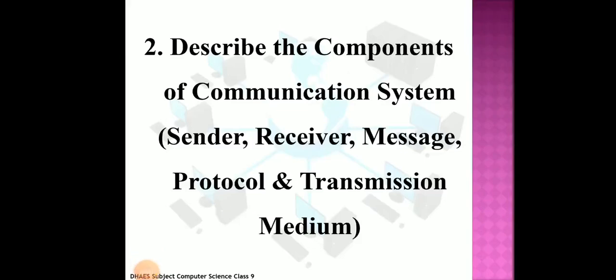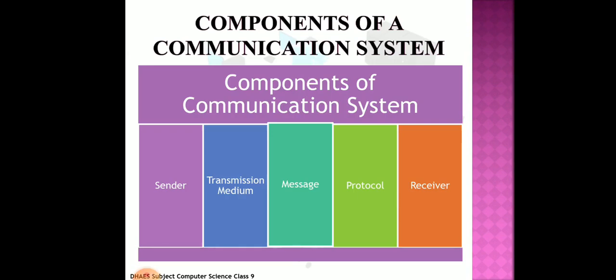Elaborating the second objective of this lesson. There are 5 components of a communication system. Number 1, sender. Number 2, transmission medium. Number 3, message. Number 4, protocol. Number 5, receiver.